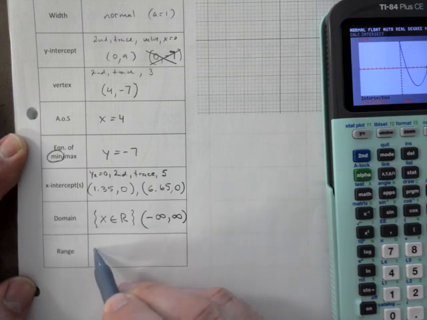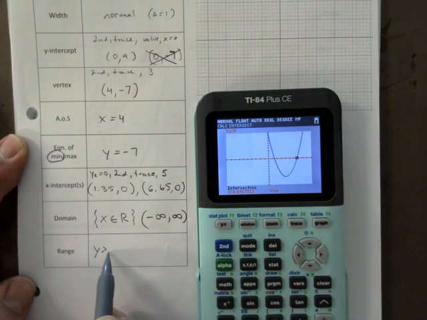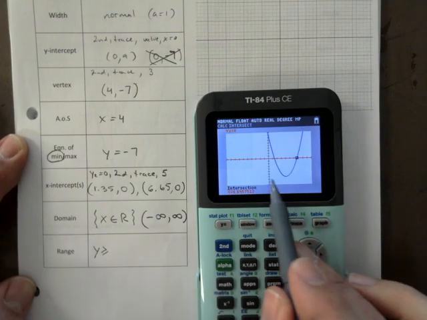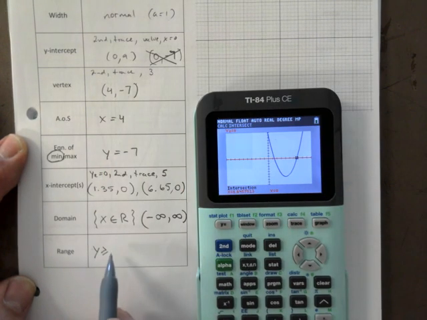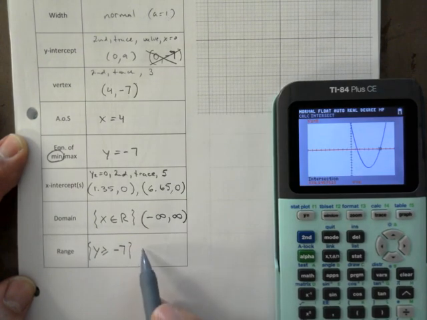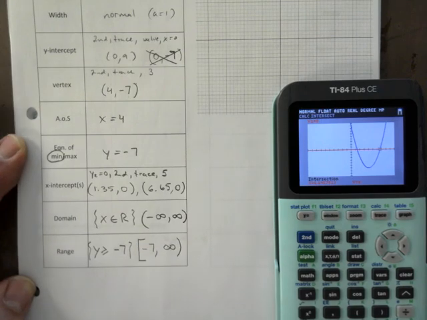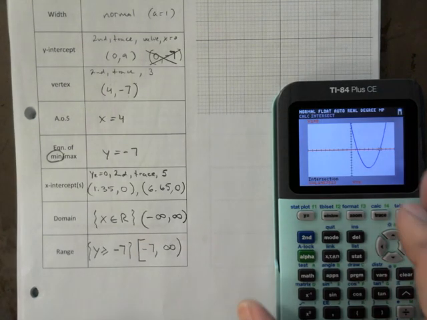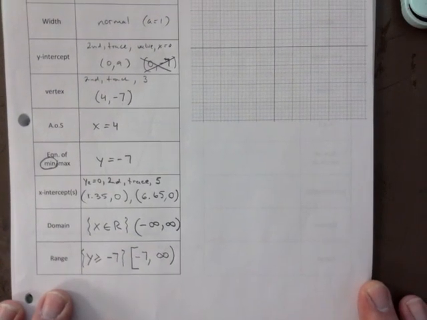Okay. Range, it's pointing up, right? That is pointing up. So it'd be y is greater than or equal to, the y values have to be greater than or equal to the y value of my vertex. So -7. Or you could say, right, the lowest y value is -7, and then it goes all the way up to positive infinity because it never ends, right? So both of those are correct. I hope the domain and range is going to come up again and again. Okay. All right, now we're ready.